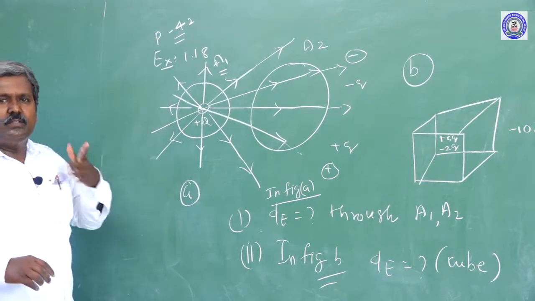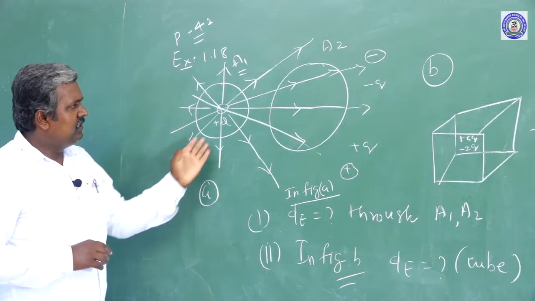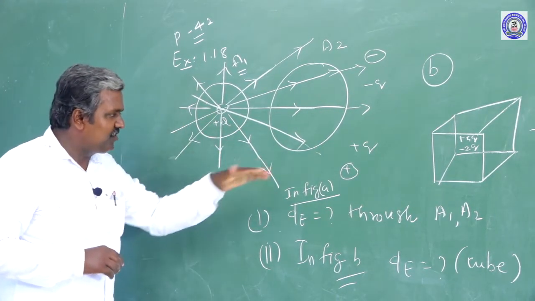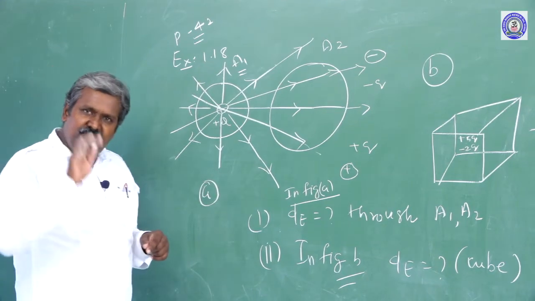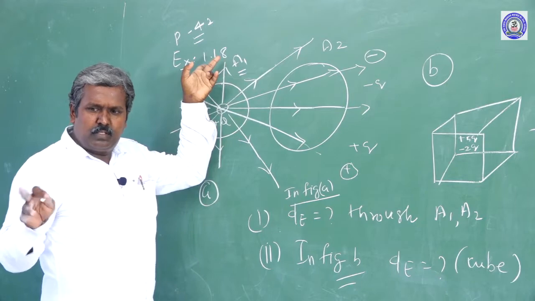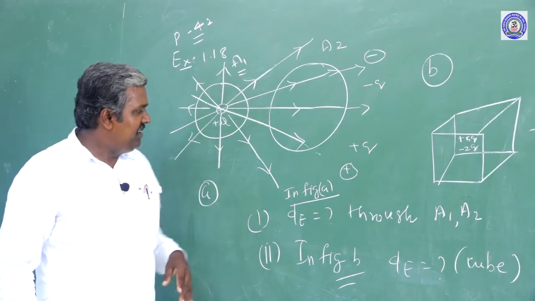Page number 42, example 1.18. This is the diagram given in the question paper. Here it is asking, page number 42. See your book? Okay, page number 42. In the figure, this is figure A, that is B.